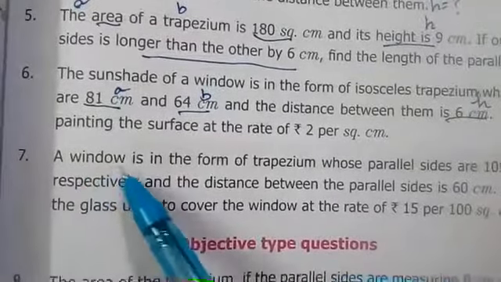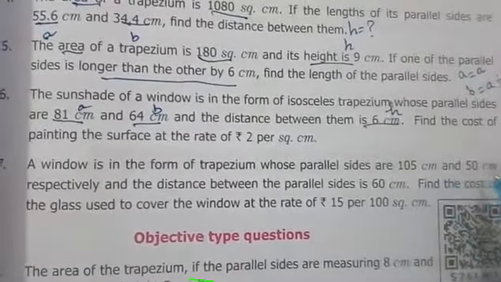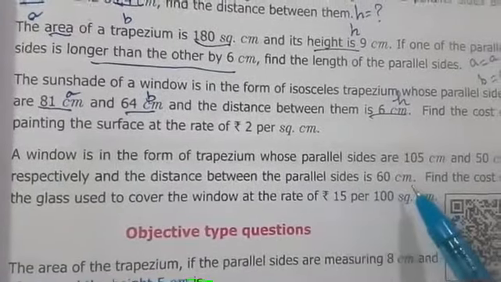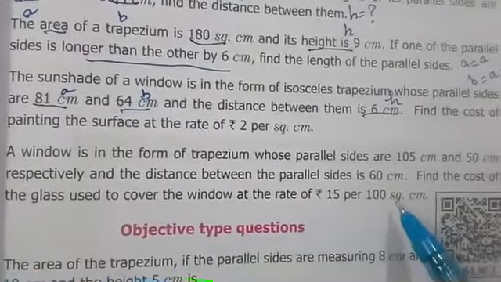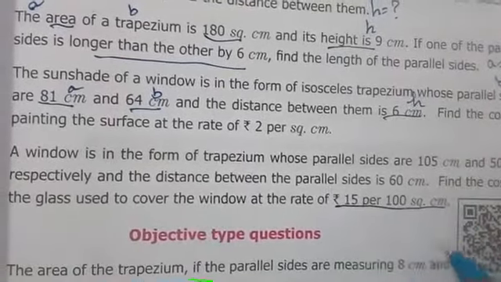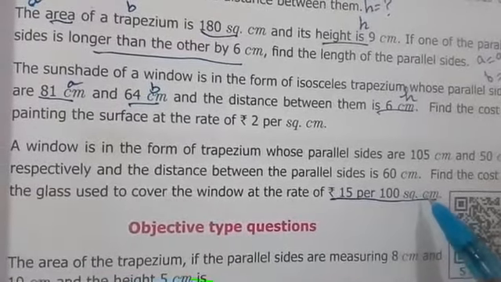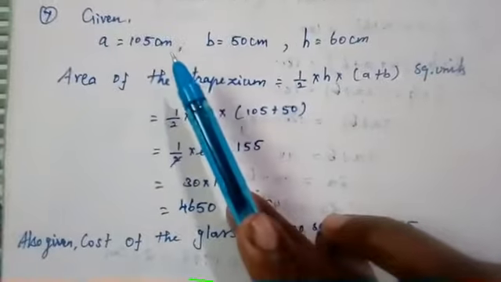Now the seventh problem: a window is in the form of a trapezium whose parallel sides are 105 centimeter and 50 centimeter respectively, and the distance between the parallel sides is 60 centimeter. Find the cost of the glass used to cover the window at the rate of rupees 15 per 100 square centimeter. In the previous problem the amount was given for 1 square centimeter, here it is for 100 square centimeter. So first you have to find the amount for 1 square centimeter, then multiply with the area. For the seventh question, take and write the things given.